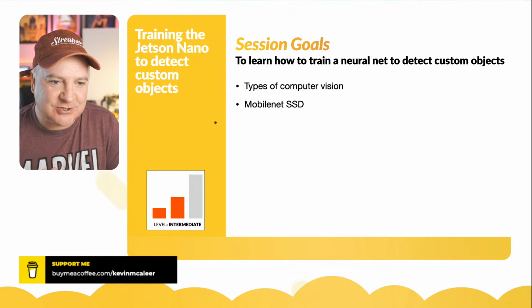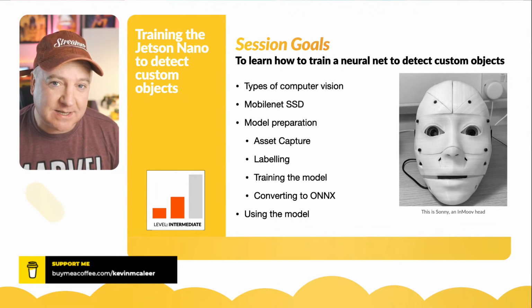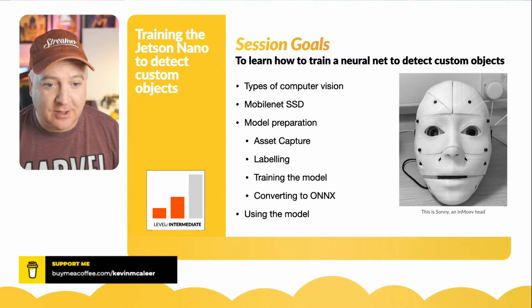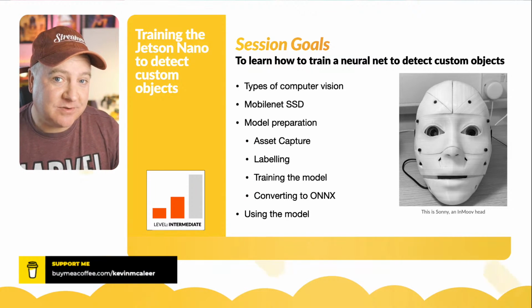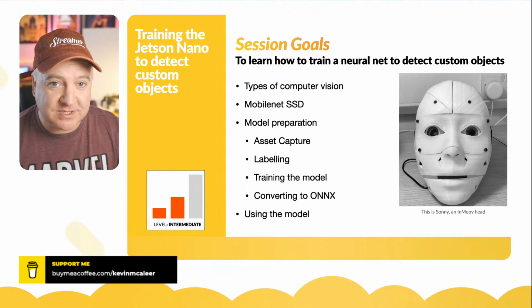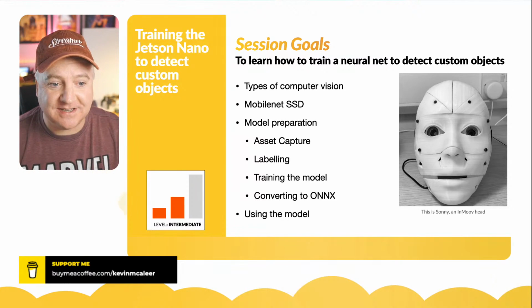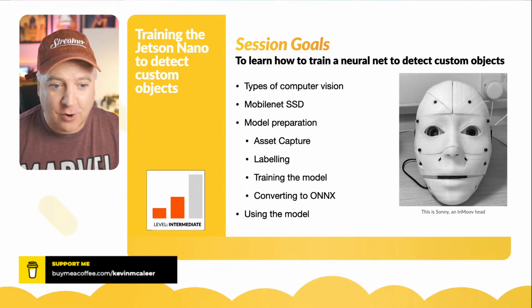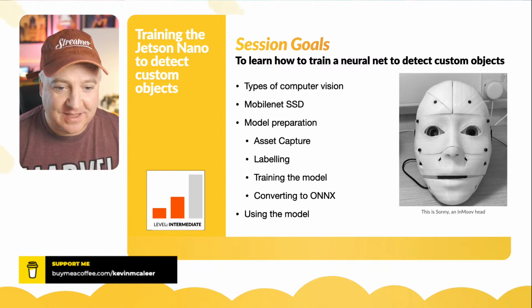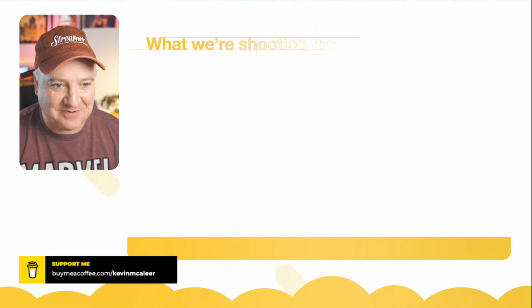Okay, so this session is all about how to train our neural network to detect custom objects. We have done something similar before on a Raspberry Pi, but this is considerably quicker, like light years quicker. So we're going to look at types of computer vision. We are going to look at something called MobileNet SSD and what that stands for. We're going to look at how we prepare a model, so capturing the assets, the images, labeling those images up, training the model, and then converting it to something called ONNX, and we'll have a look at what that is as well. And then finally we'll use the model and do a bit of a demo as well. It's so cool. Can't wait to show you this.